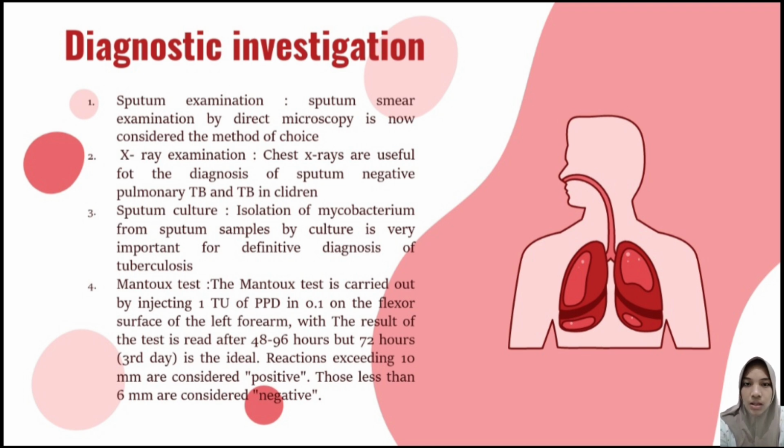4. Mantoux test. The Mantoux test is carried out by injecting 2 TU of PPD in 0.1 ml on the flexor surface of the left forearm, and the result of the test is read after 48 to 96 hours, but 72 hours or 3 days is the ideal. Reactions exceeding 10 mm are considered positive. Those less than 6 mm are considered negative.